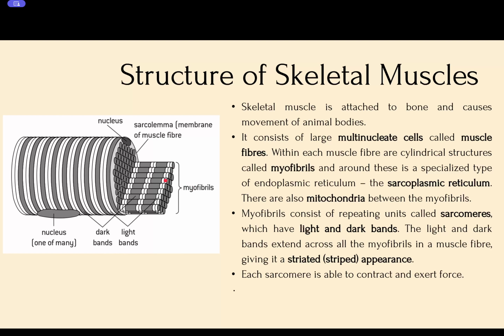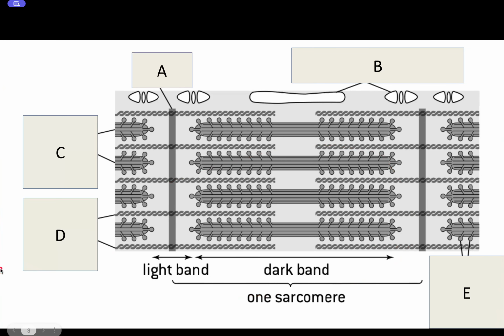Now, myofibrils contain repeating units called sarcomeres, which have both dark and light bands. As you can see, there are light bands, dark bands, light bands, dark bands, and it just repeats throughout the myofibrils. So the light and dark bands extend across all myofibrils in a muscle fiber, giving it a striated appearance, which is why it's white, black, white, black. And each sarcomere is able to contract and exert force, which is what allows for movement. So this is a sarcomere.